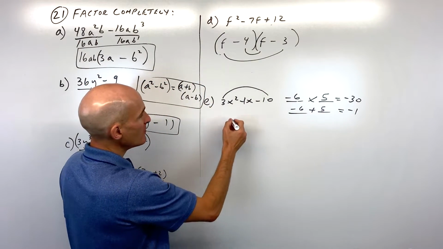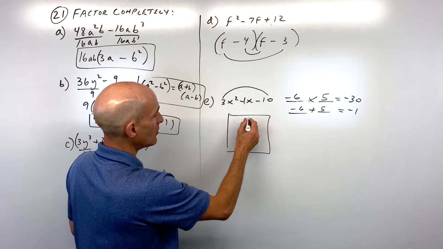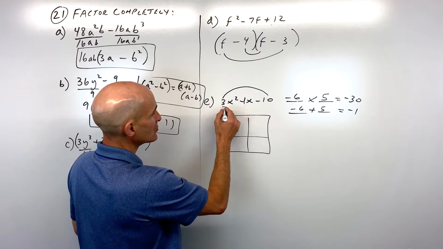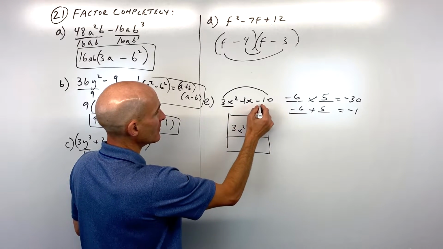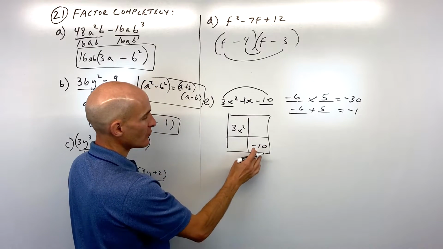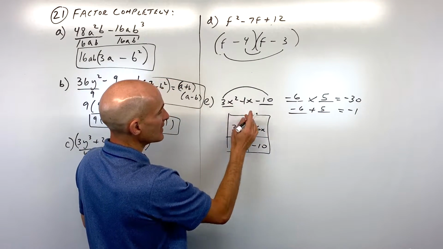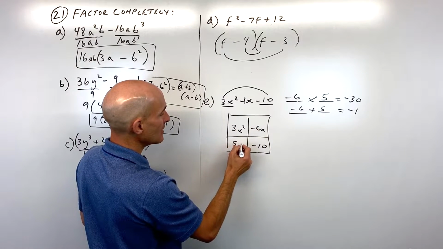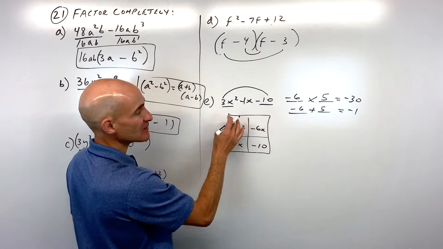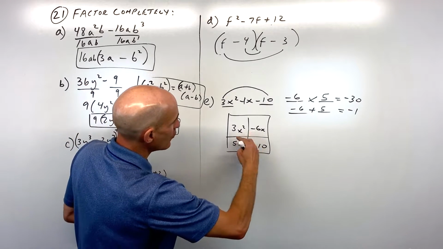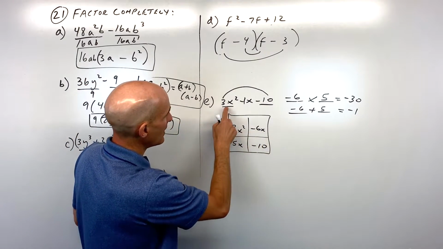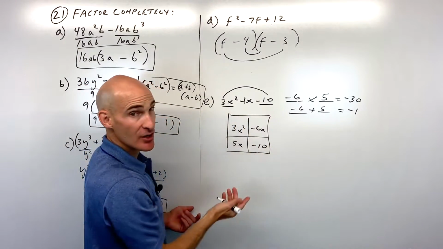So now what we do is we make a box like so. And we put the first term, 3x squared, here. We put the last number, the constant negative 10, over here. But you see the negative 6 and the 5? We're going to split up this negative 1x into negative 6x and positive 5x, because see how those add up to negative 1x. Now, it doesn't matter where you put these. Either one is fine, but you want to have the 3x squared here and the negative 10 here.